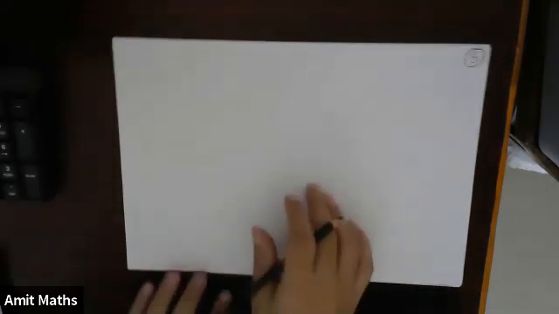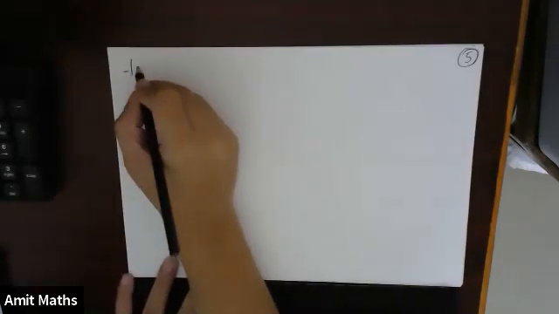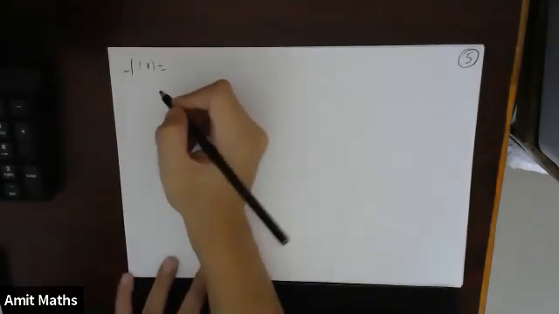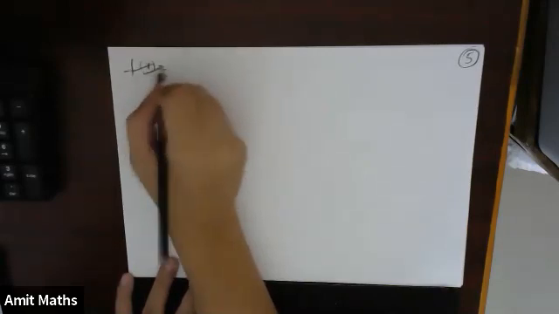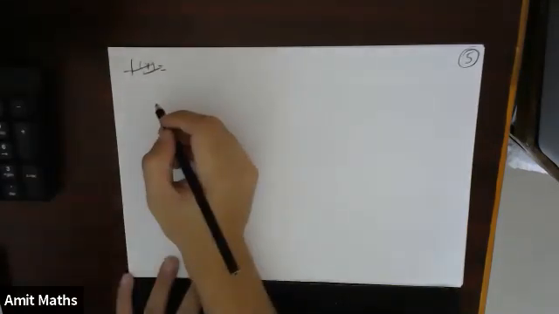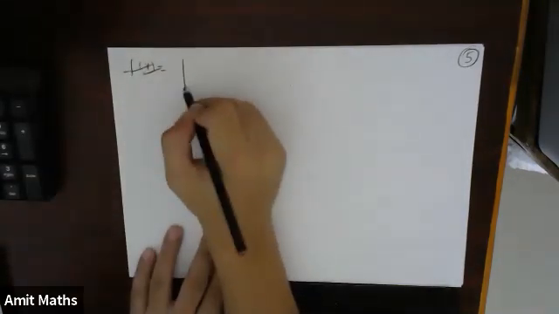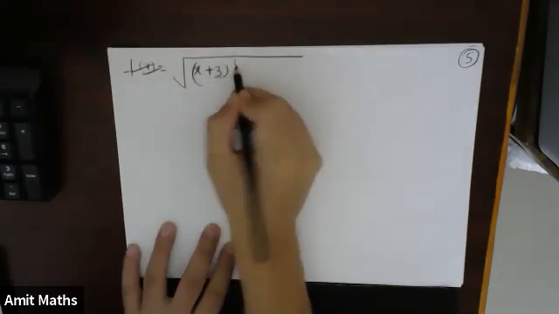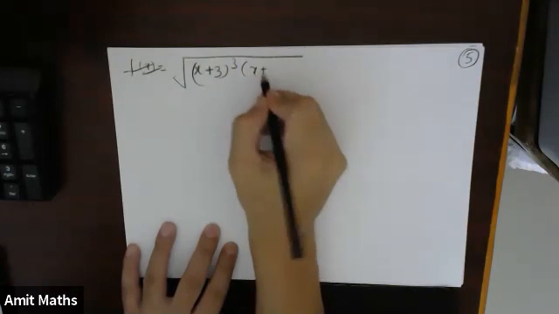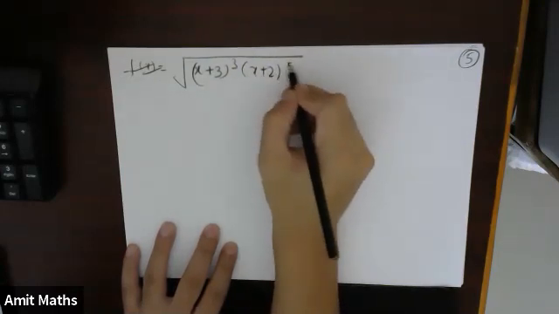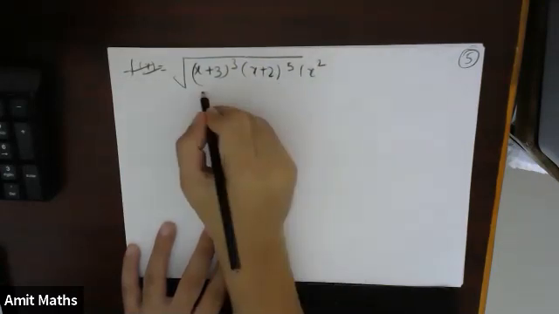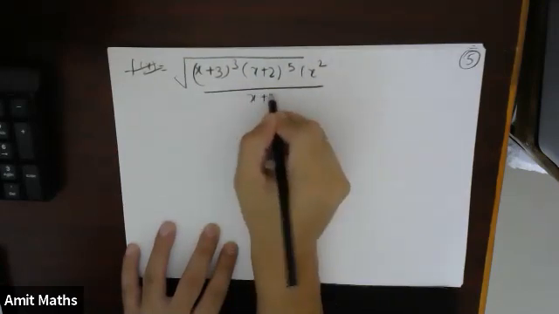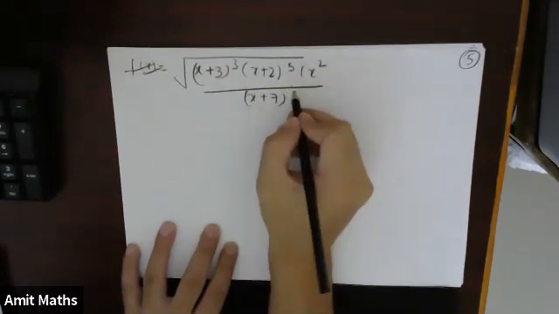Okay, so the first question was f(x) equals to... okay, there was a sign question. Sign question I will do in the next class. I will do the normal questions, which is under root of (x plus 3) whole cube into (x plus 2) whole to the power 5, x square upon (x plus 7) whole to the power square.